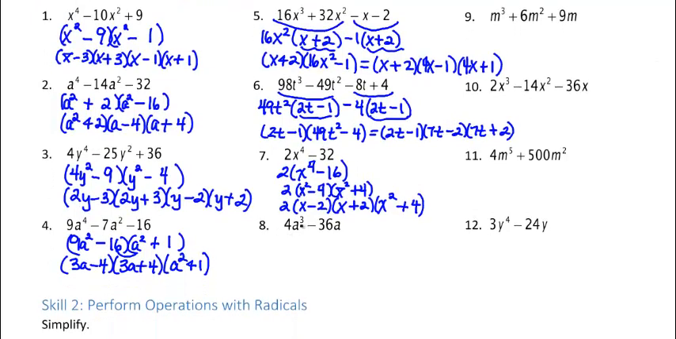Number 8 is 4a cubed minus 36a. There's a common factor of 4a, and 4a cubed divided by 4a leaves an a squared. 36a divided by 4a leaves 9. Now a squared minus 9 is a difference of 2 squares, so that factors as a minus 3 times a plus 3.